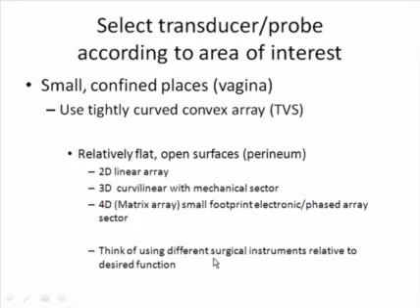So basically, what I'm trying to say is that you select the transducer probe according to the area of interest. In small confined places, you would use a tightly curved convex probe, a transvaginal probe. If you're going to look for large areas of interest with large sectors, you can do the 2D curvilinear array. And it's very analogous to doing surgery with different instruments. Different instruments allow you to get to different areas and have different functions. The same thing is true with ultrasound probes.